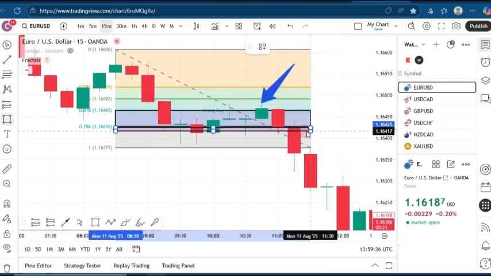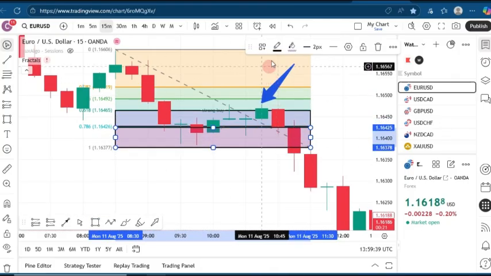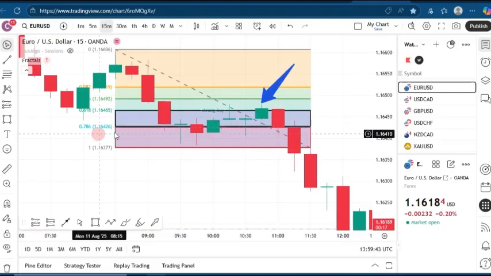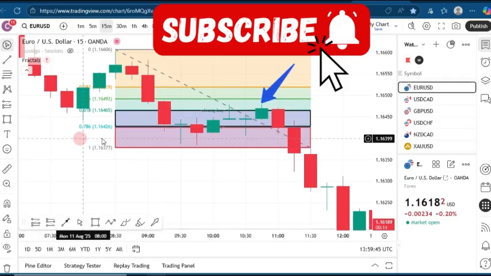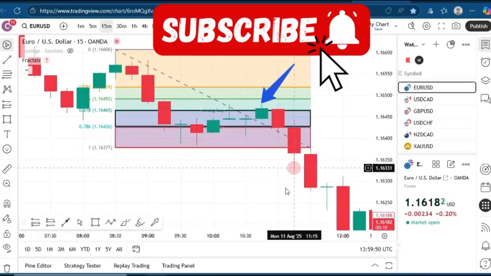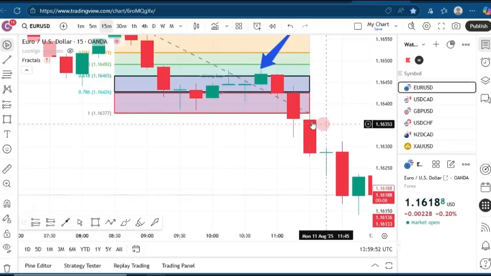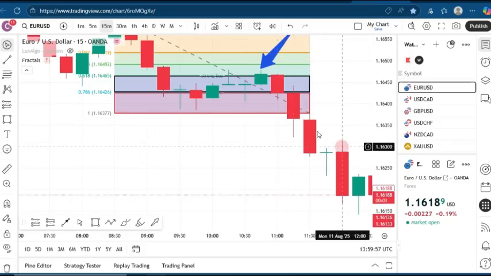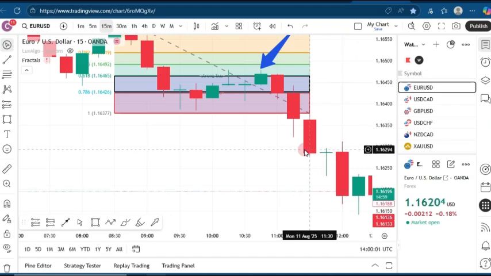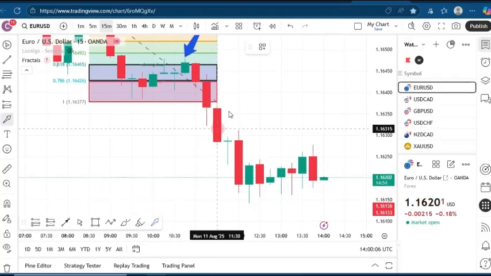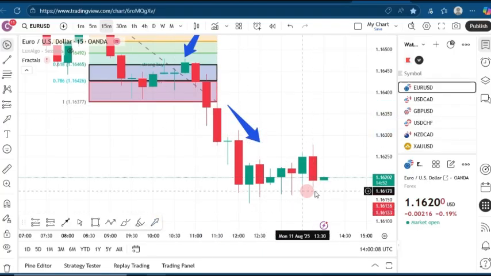Let me mark it again, but I would rather use a different color for it. Maybe let's use this one. So you can see after price broke off that one area right here with a bearish candle, after that bearish candle we had another bearish candle. Thus we had a bearish engulfing candle right here. So now we can easily place our sell entry during that part, and as you can see, price is going to be going down after this point.